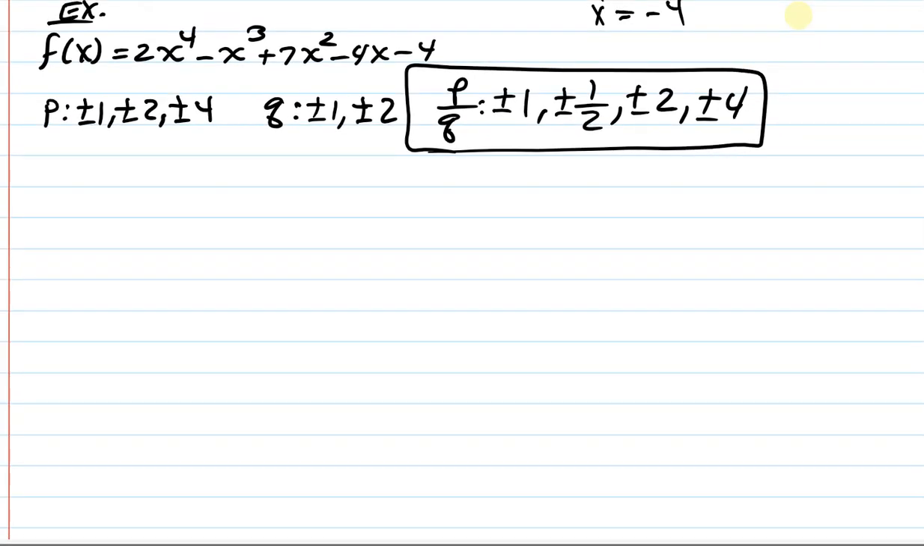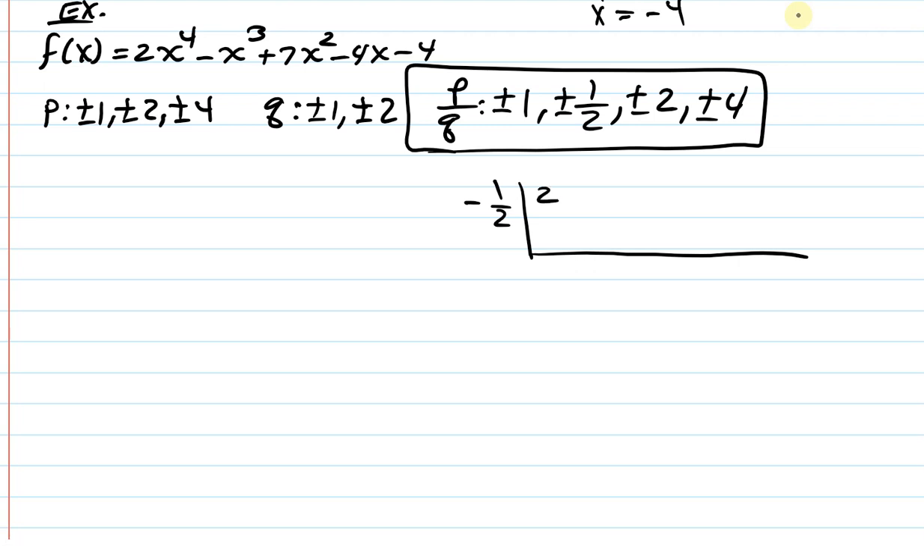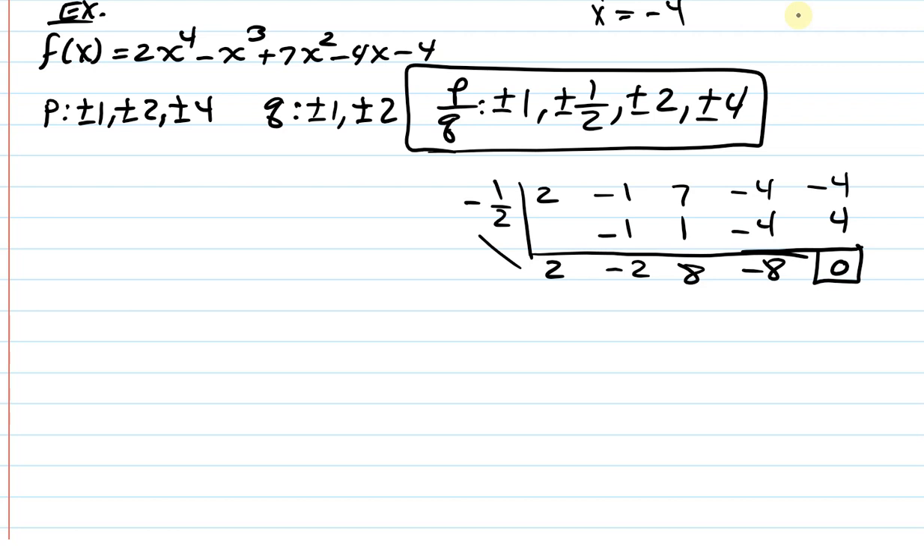Now, you can try among the list. I'm going to try negative 1/2 here on my list. Okay. And here's 2, negative 1, 7, negative 4, negative 4. Bring down the 2 and multiply. That gives me negative 1. Negative 1 and negative 1, negative 2. The product is 1. 1 and 7, 8. Negative 1/2 times 8 is negative 4. Sum is negative 8. Negative 1/2 times negative 8 is 4. 4 and negative 4 is 0. Therefore, negative 1/2 is a solution.